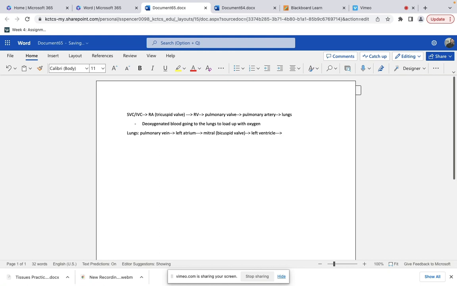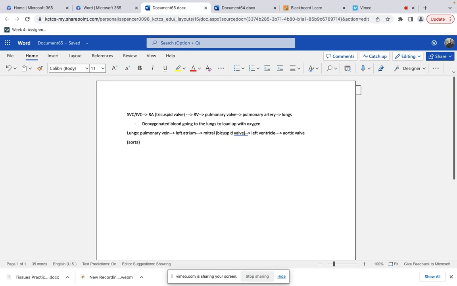From the left ventricle, we're now wanting to get into systemic circulation. Because we have this oxygenated blood, we want to pump it to the rest of the system, to the rest of the body. We're going to do this by pumping it to the aorta, but first we must go through the aortic valve into the aorta.